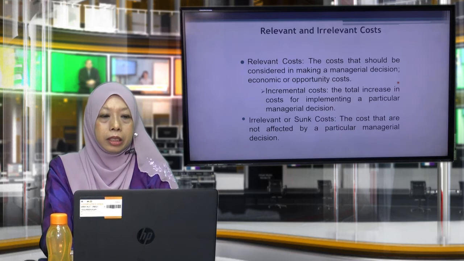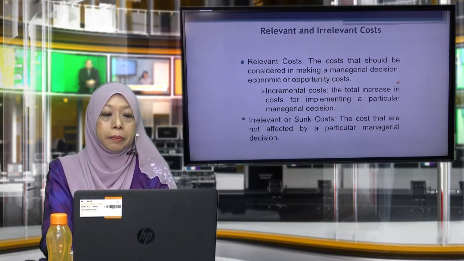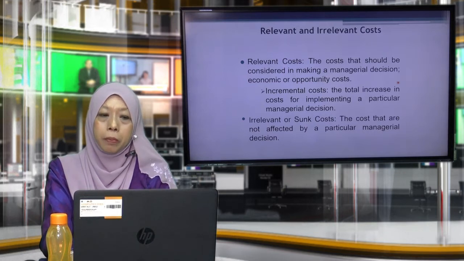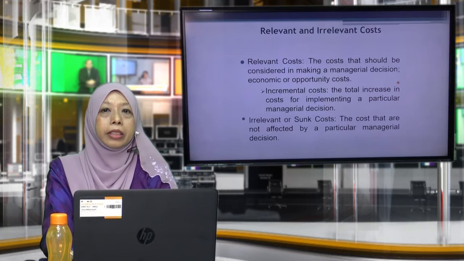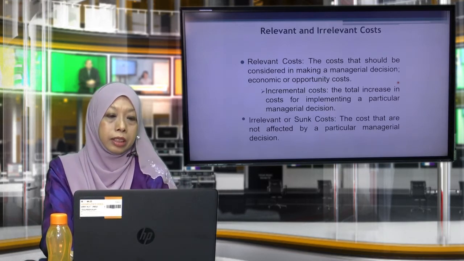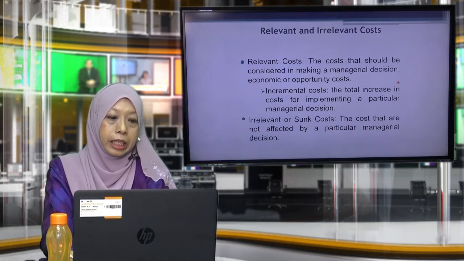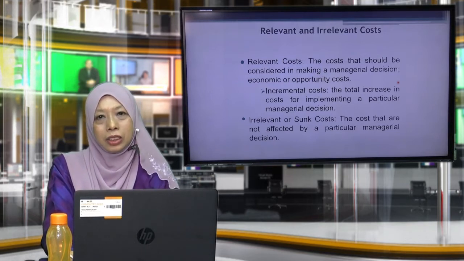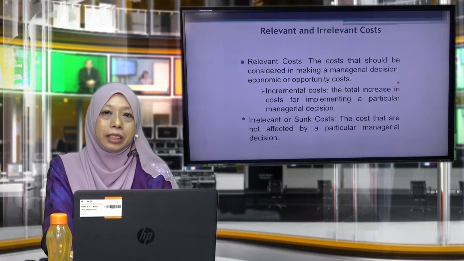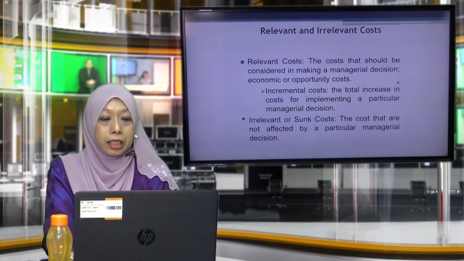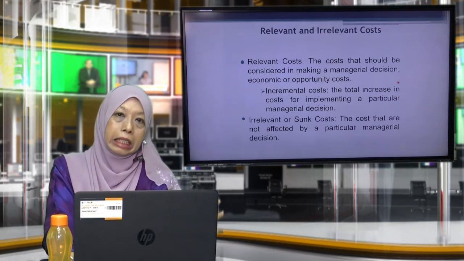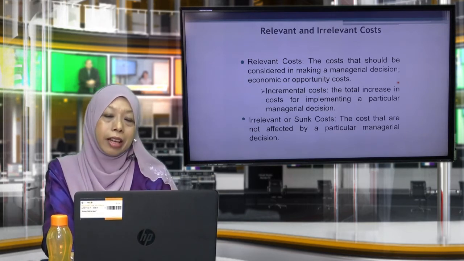Next would be the relevant and irrelevant costs. Relevant costs include the costs that should be considered in making a managerial decision. They would include economic costs, or what we call opportunity costs. Incremental cost is the total increase in cost for implementing a certain managerial decision, and incremental cost is very important in decision making. But sunk costs are considered irrelevant costs, so they are not important in managerial decision making. So the relevant ones would be the economic costs, but sunk costs are irrelevant.